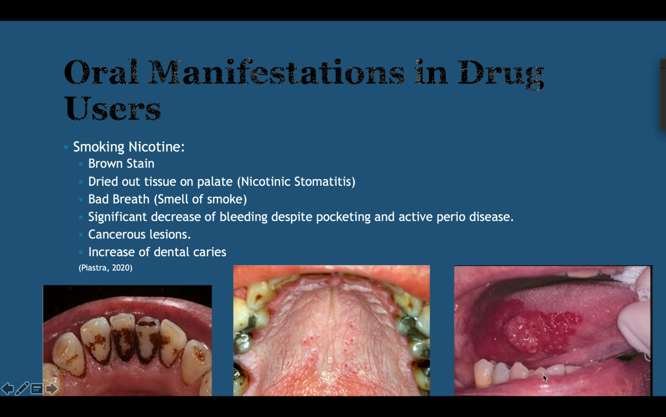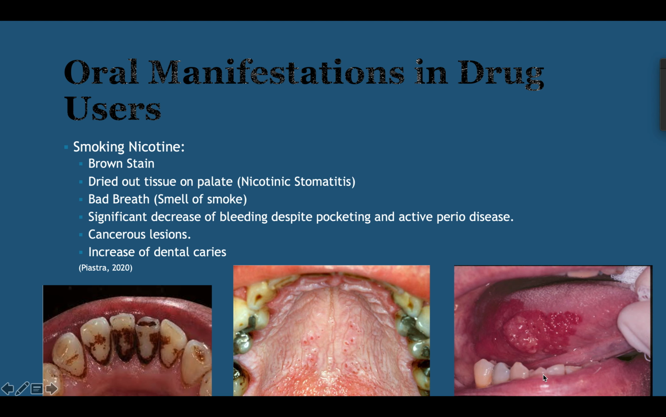Some other signs are dried out tissue on the palate. We know that is nicotinic stomatitis. Bad breath. Oh yes, we know when they smell of smoke. We can tell immediately. Significant decrease of bleeding despite pocketing and active perio disease. We all know those patients that have raging perio and not a drop of blood, but they smell like smoke, so we just know.